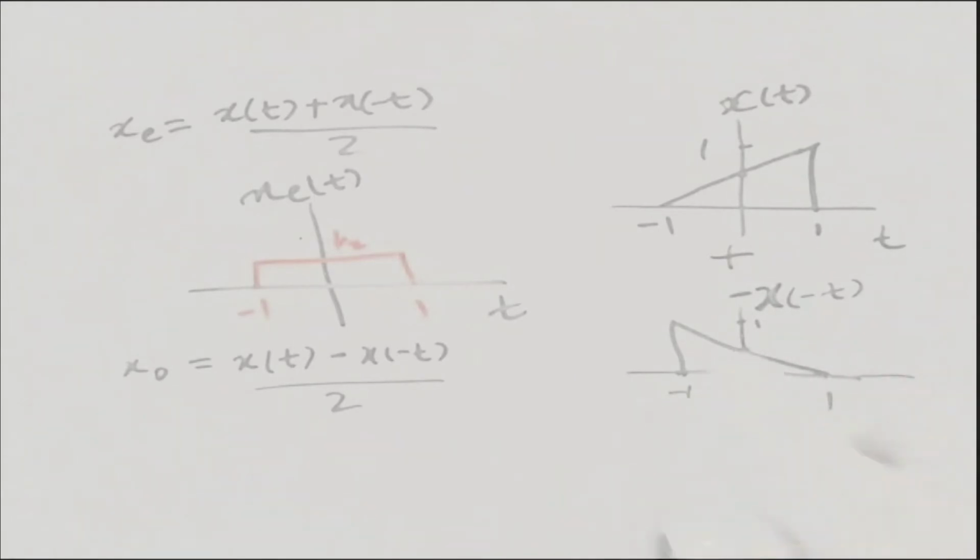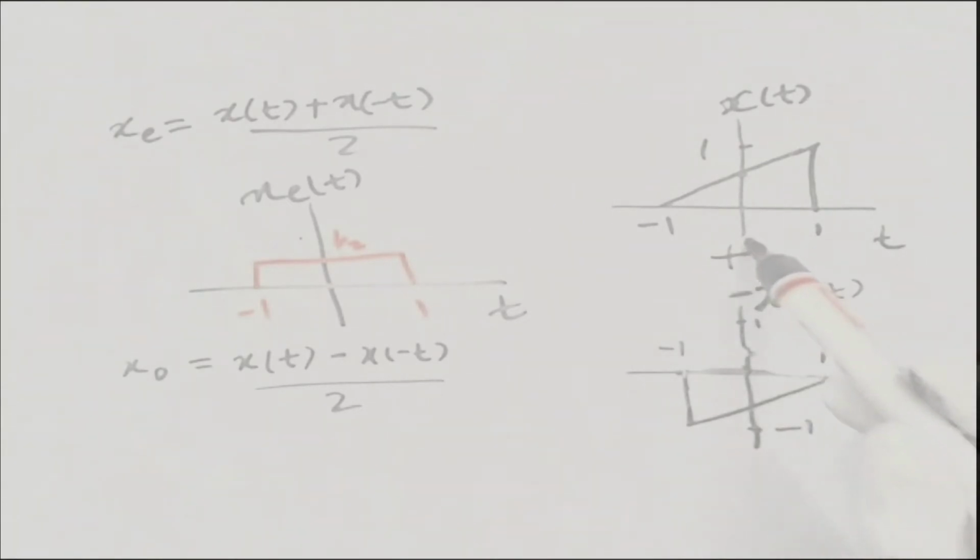Minus of x of minus t will be the flipped version about the horizontal axis, about the time axis, like this. It's easier to add the signals rather than to subtract them. That is why we have taken this minus sign and incorporated it with the signal, obtaining the signal minus of x of minus t. So addition is easier.